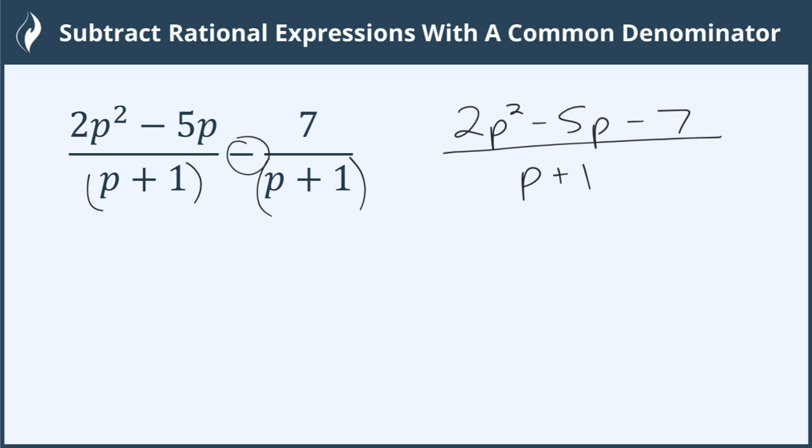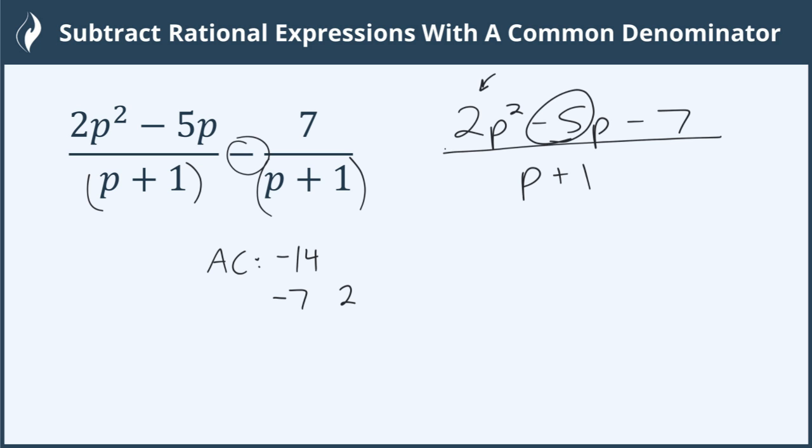So because a, which is the number in front of p squared, is not 1, we have to use the AC method to factor. So the AC method, we would do a times c, so 2 times negative 7, which is negative 14. So now we need two numbers that multiply to be negative 14 that add to be negative 5. So those two numbers would be negative 7 and 2.